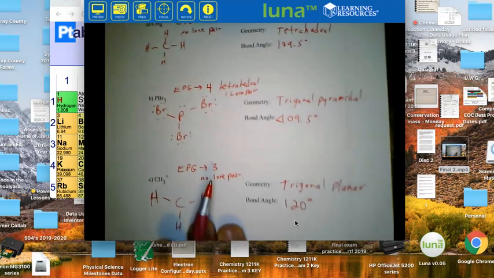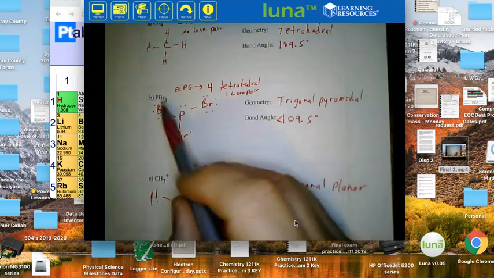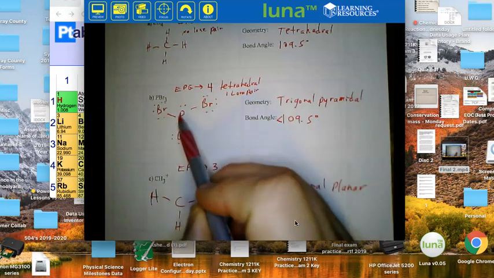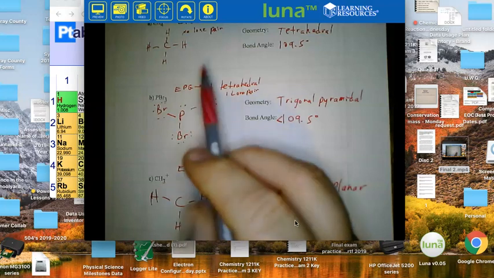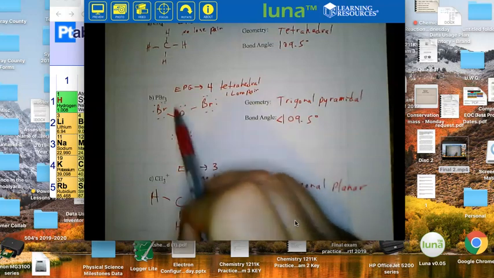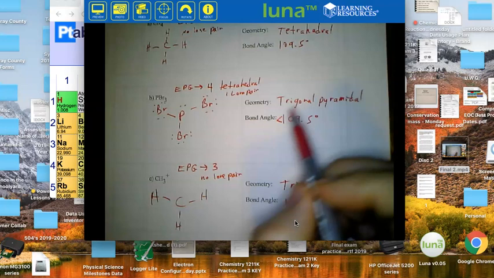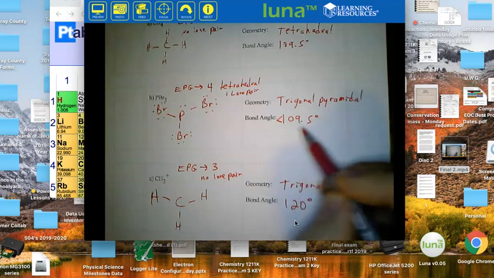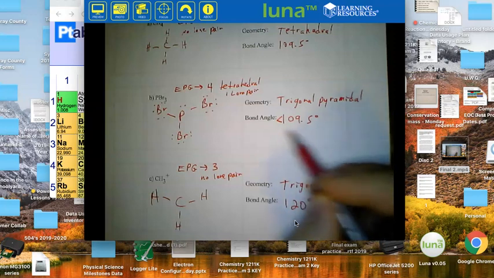All right, part B, here we have PBr3. When you do the Lewis dot structure there, you have a lone pair on the phosphorus. So you have a 4 electron pair geometry, so it's tetrahedral. But because you have a lone pair there, you're going to end up having trigonal pyramidal, similar to ammonia. So its bond angle is going to be less than 109.5 degrees.